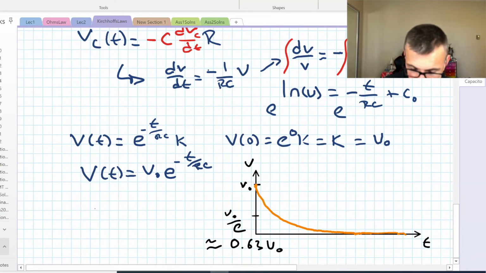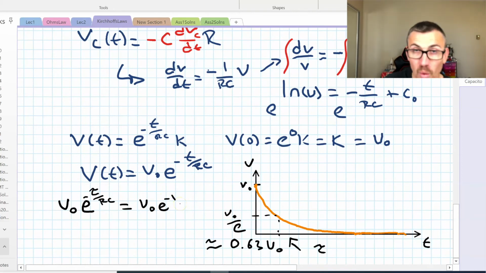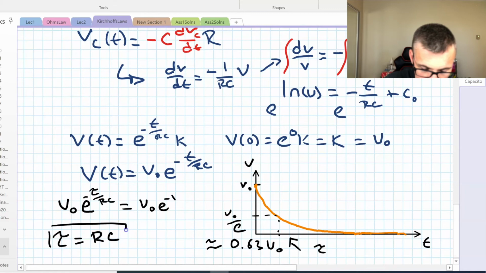At that very special time, we'll call that time tau. At that special time, we have V naught e to the minus tau over RC is equal to V naught e to the minus 1, or tau is equal to RC.